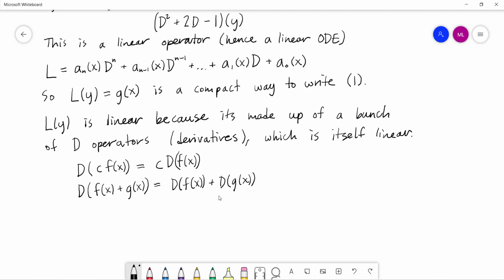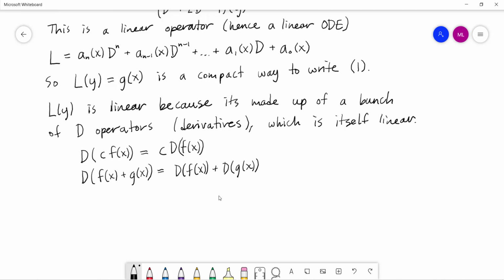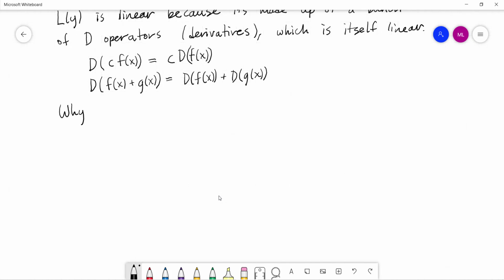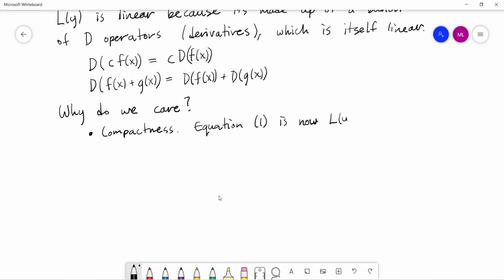So where am I going with this? Why do we care? Okay, number one, compactness. I already mentioned this. Equation 1 is now that we've defined this particular L that we're going to use, is now simply L of y equals g of x. Easy. Don't have to write that out.